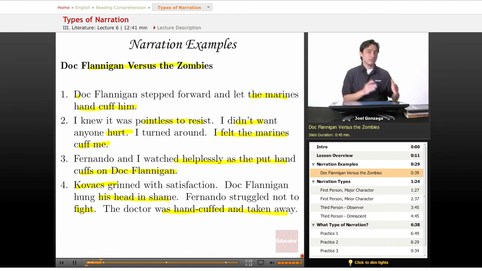This is the exact same scene, but I'm describing it from 4 different perspectives. Now, I know what you're thinking. You said that there were 5 types of narration. I'll be explaining that in a bit, but let's continue.